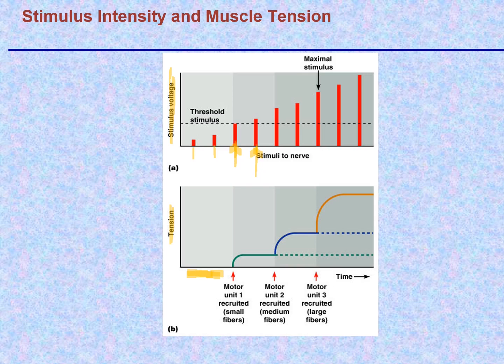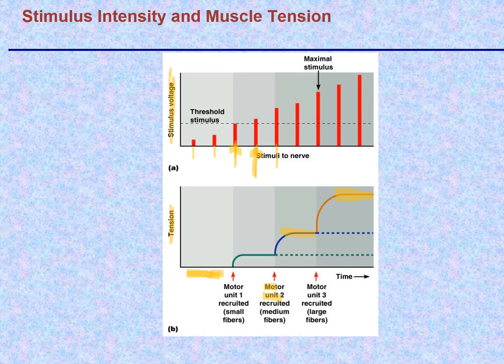Once you raise it, you have to raise it enough to result in recruitment of more. So this stimulus here is not changing the tension because it doesn't recruit another motor unit, but once you raise it high enough, you will get recruitment of a second motor unit, and therefore the force generated rises. And here, as you increase, you get an even larger generation of tension. It'll continue to go up until you get to a maximum tension generated because all the motor units are recruited.